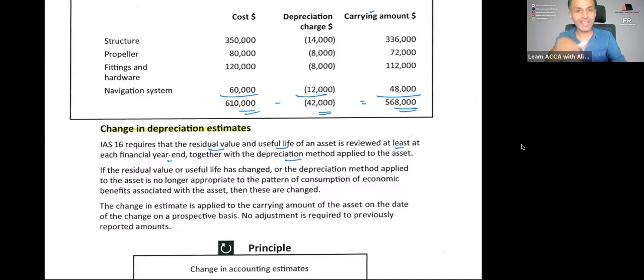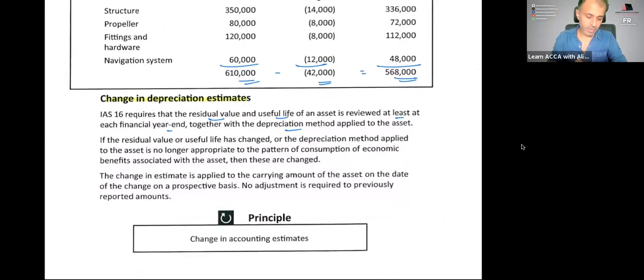So every year end, if the residual value or the scrap value or the method of depreciation is no longer appropriate, it should be changed. The change in the estimate is to be applied to the carrying amount of an asset on the date of change, prospectively.